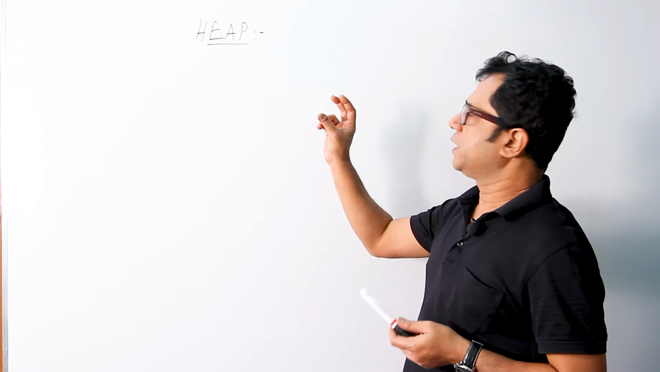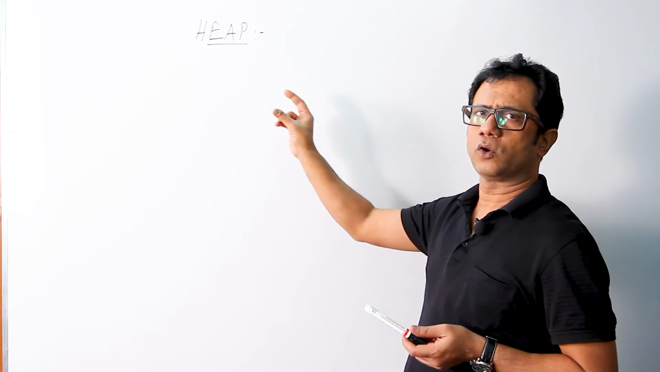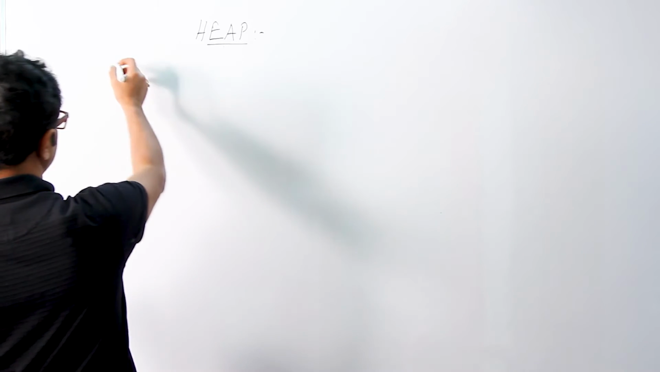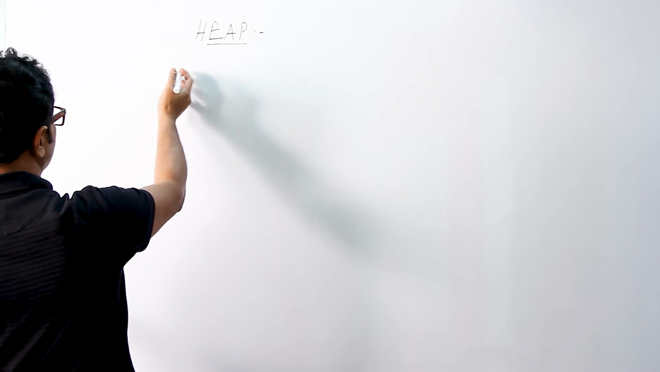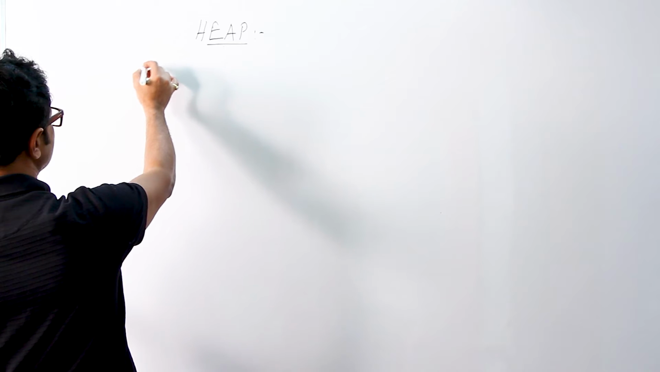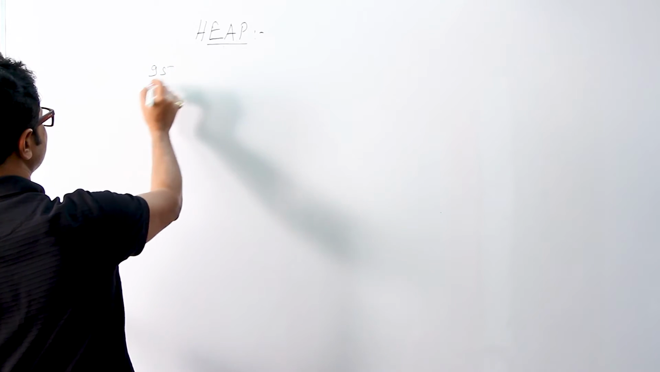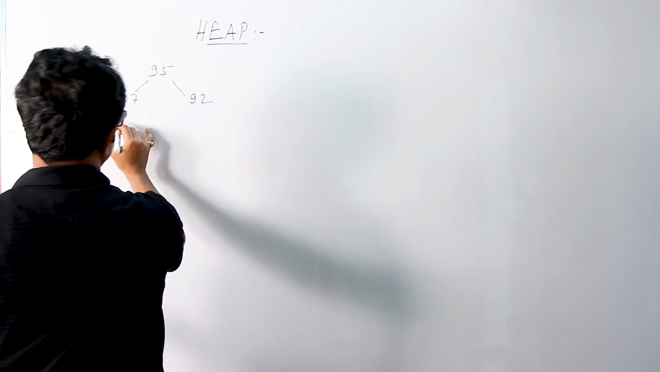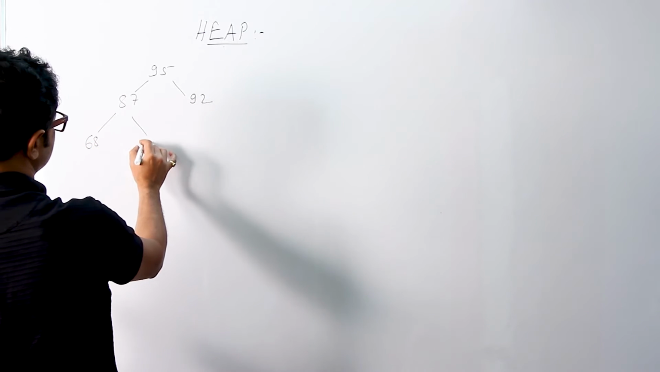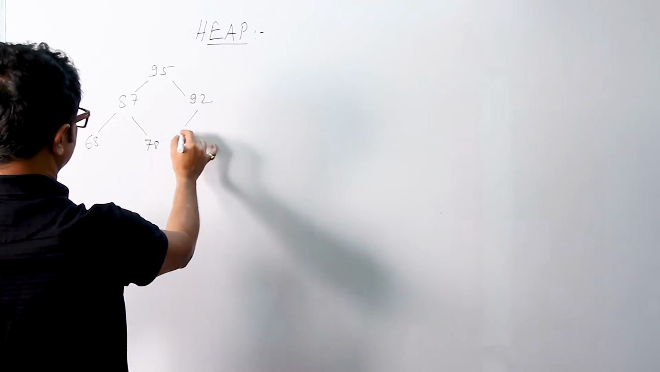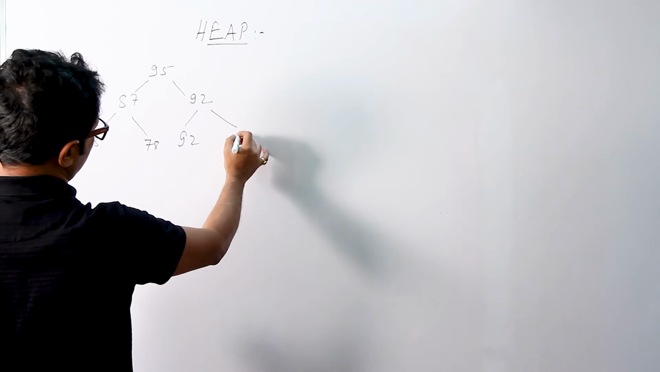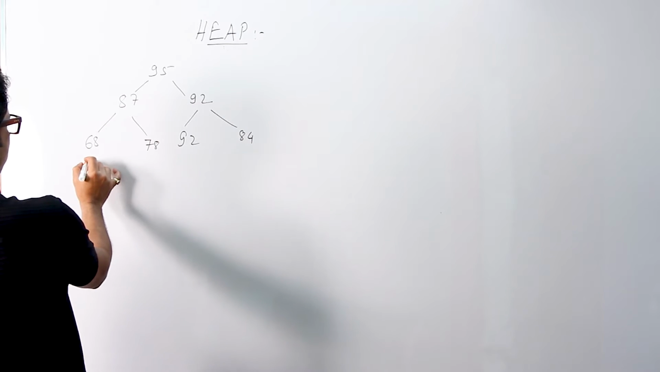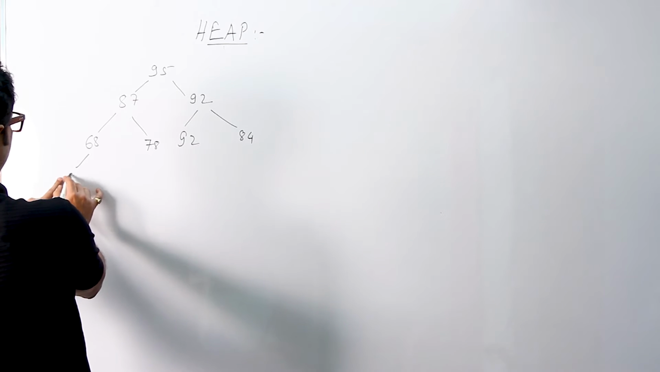So let us consider a very simple heap, and I will go on to insert one node into that heap data structure and show you how the process goes on. So the heap can be considered to be, I am just taking an example of a max heap. We could have taken a min heap as well, but I am taking an example of a max heap in this definition. So the max heap can be taken to be like this: 95, this is 87, this is suppose 92, this is suppose 68, this is 78, this is 92, this is suppose 84, and this one is suppose 55.